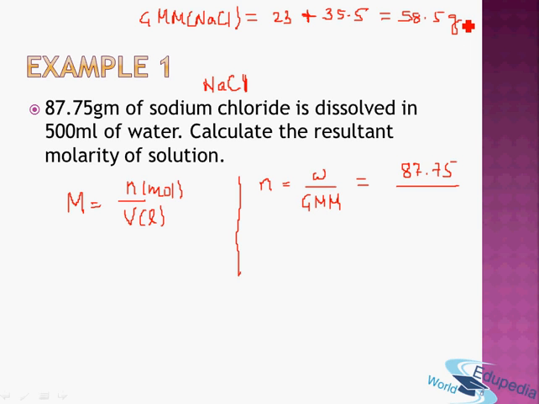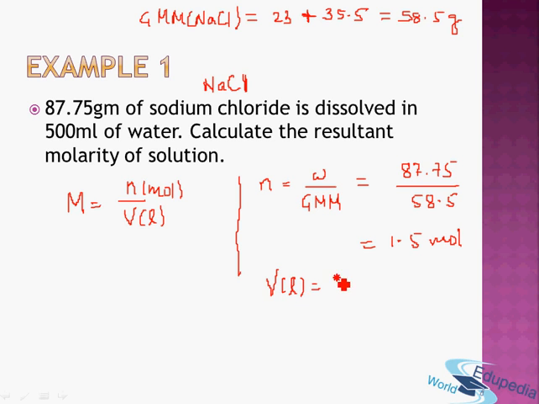So once I do that, I can simply calculate moles as 87.75 divided by 58.5, and if you calculate this, you will find that it is equal to 1.5. That is, there are 1.5 moles of NaCl in this solution. So I have done the first part. The second part will be calculation of V, that is volume of solution.